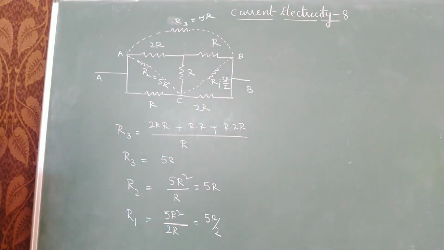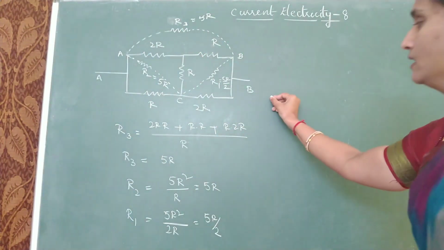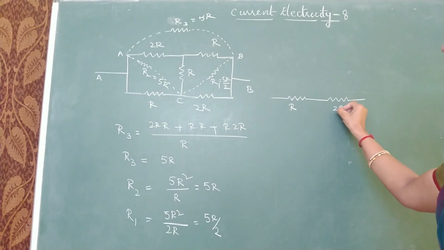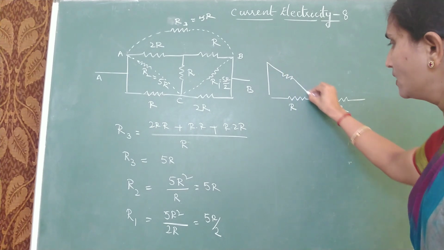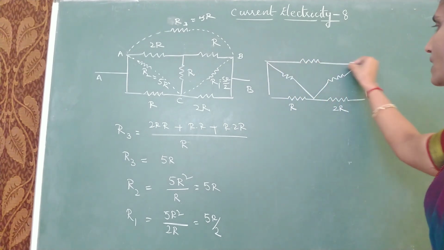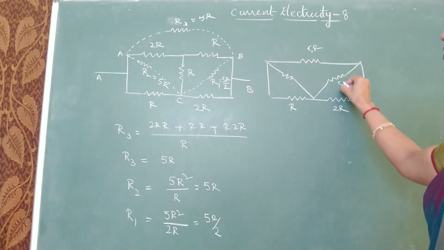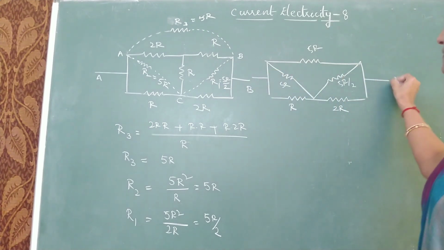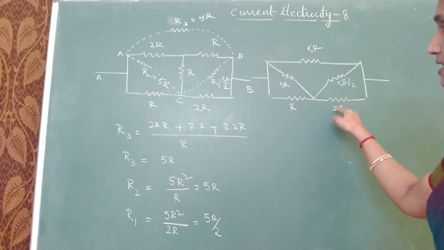Now I will make the second circuit by replacing that Y shape or T shape with the delta. Look at the bottom part. This is R and 2R, these two resistors. I am making it into a continuous line now. One triangle. What is the upper resistance? 5R. This one is 5R by 2. And this side we have 5R. Now hope you can find out the answer. How are these two resistors connected? Parallel. Series and parallel.